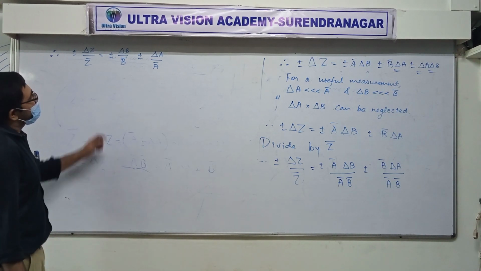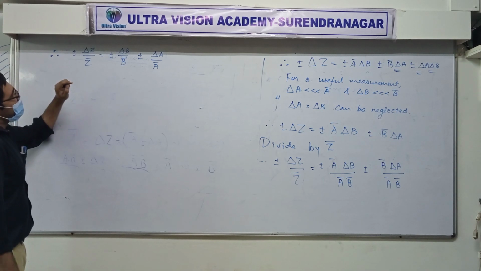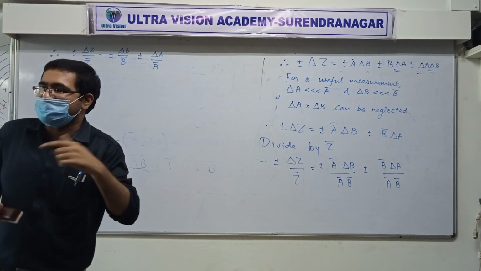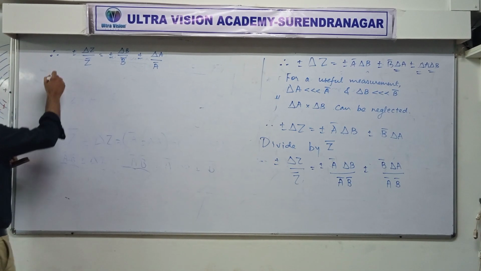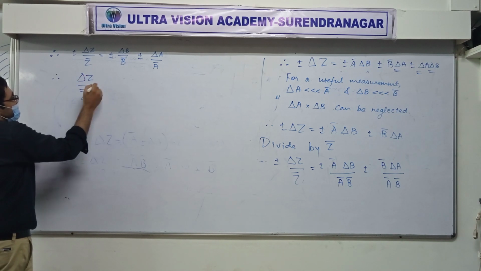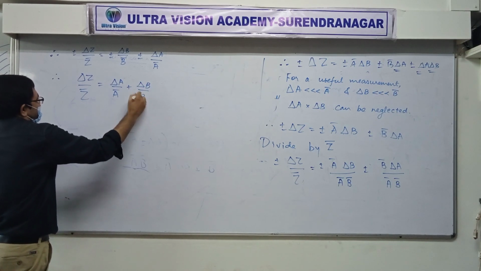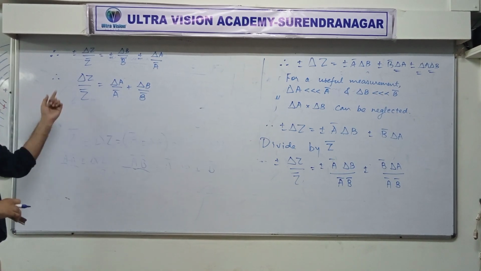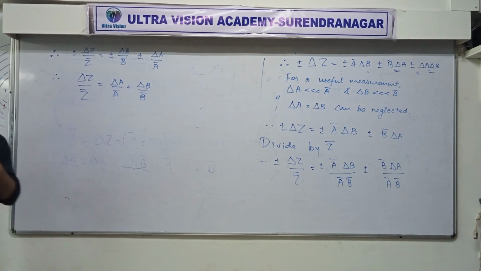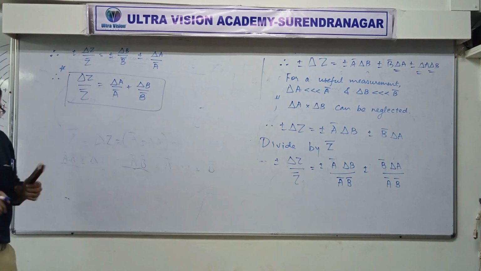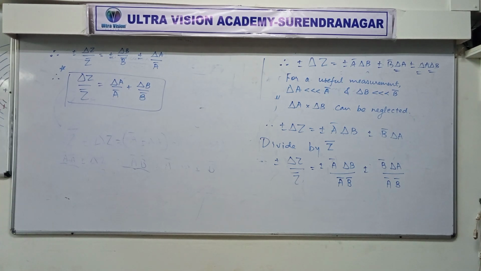Now have a look here. What are these things? Plus minus, they no need to write. Errors are always actually added. They are never going to get subtracted. So at this juncture, we can actually remove the plus or minus sign and just put plus everywhere, because errors never cancel or subtract with each other. They only add. Is that clear to you? So this is the basic relation for errors in multiplication.